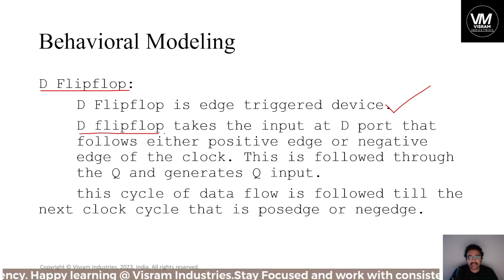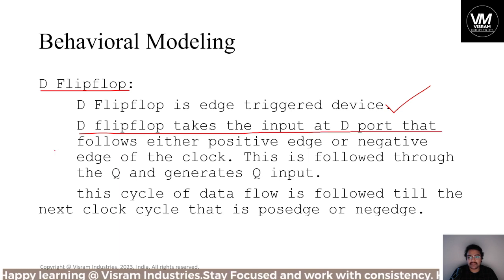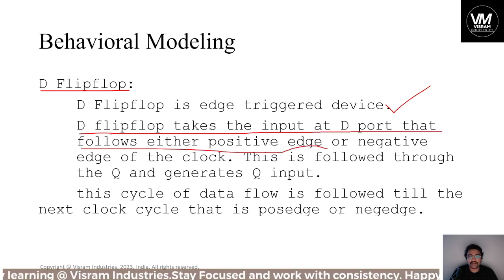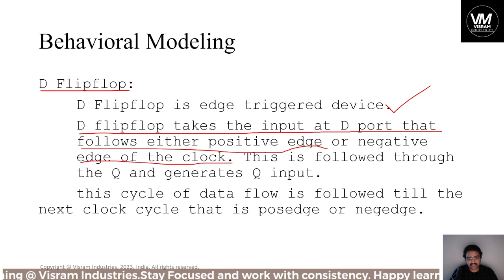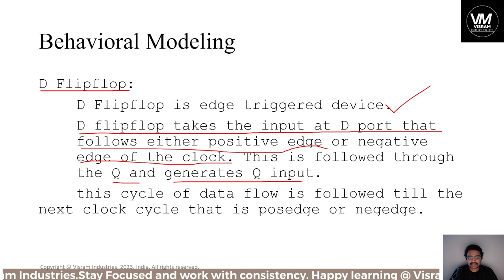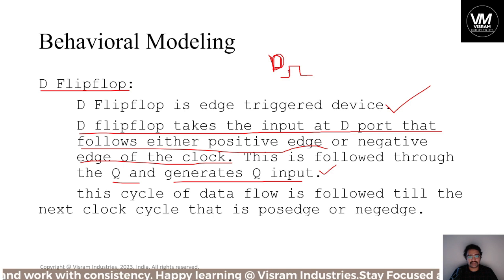And then the D flip-flop takes the input at the D port that follows either the positive edge or the negative edge of the clock. That's what I have said right now. And this is followed through Q and generates the Q output. So whatever the input is given at the D flip-flop, that is given at the positive edge of the clock, and whatever, let us say a bit of 1 is input to the D port.